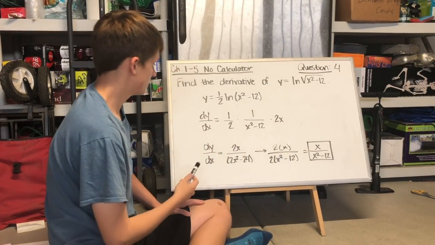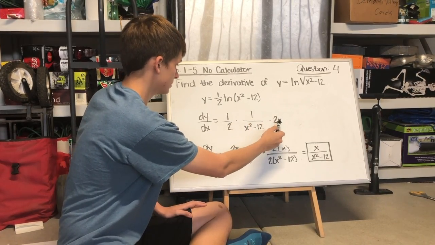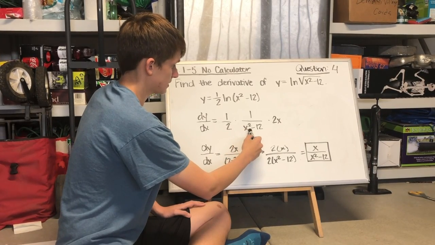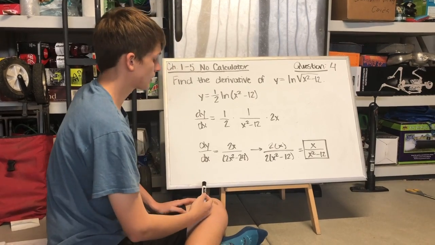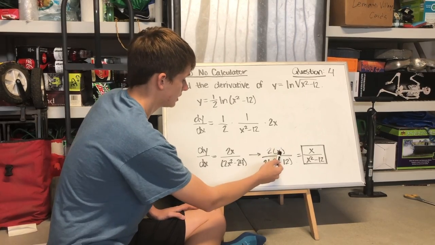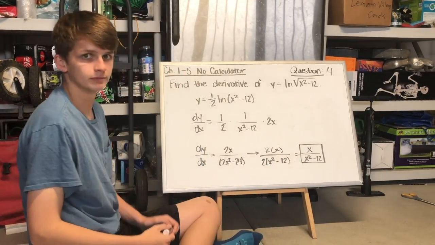So then we get 2x, because 1 times 1 times 2x is 2x, over 2 times x squared minus 12, which is 2x squared minus 24, which we can then factor out 2 on the top and bottom. So we get x over x squared minus 12.